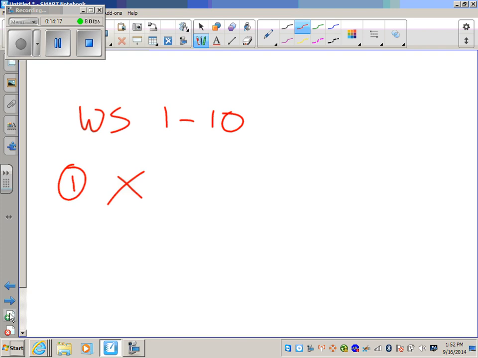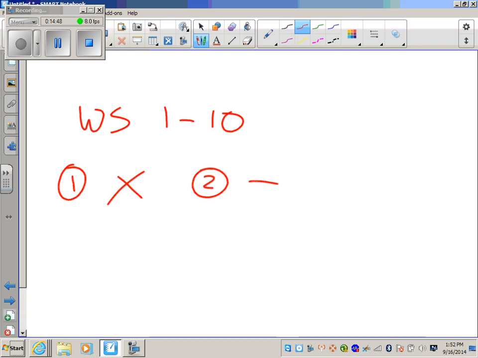Number 2, parentheses 7 minus 5 times 3. If this were you, what operation would you do first? Alexis, what operation would you do first? Thank you. Why subtraction first? Because it's in the parentheses. Parentheses are not an operation. Okay, so be careful there.